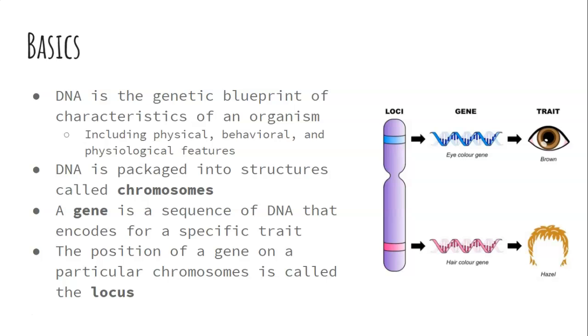DNA is the genetic blueprint of all organisms, right? This includes physical, behavioral, and physiological features. Everything you would need to know about an organism you can find through their DNA. DNA is packaged into chromosomes, which allows it to fit into smaller areas. A gene is a sequence of DNA at a specific area on a chromosome that encodes for a specific trait, like eye color or hair color. And the position of a gene, where it lies on a particular chromosome, is called a locus.